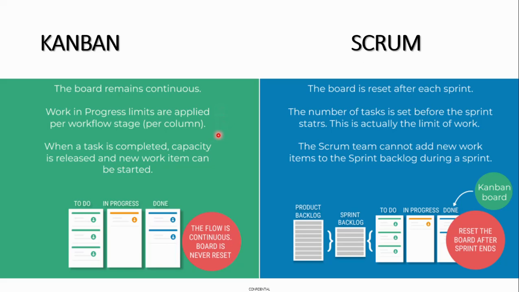So the work in progress limits are applied per workflow stage. I mean, basically, how much your team can do. The work in progress limits are applied to the workflow stage. I mean, in each column there'll be a maximum depending on your team capacity. But here in Scrum, the number of tasks is set before the sprint. So we know exactly before the sprint starts that this amount of 10 tasks will be developed in this sprint.